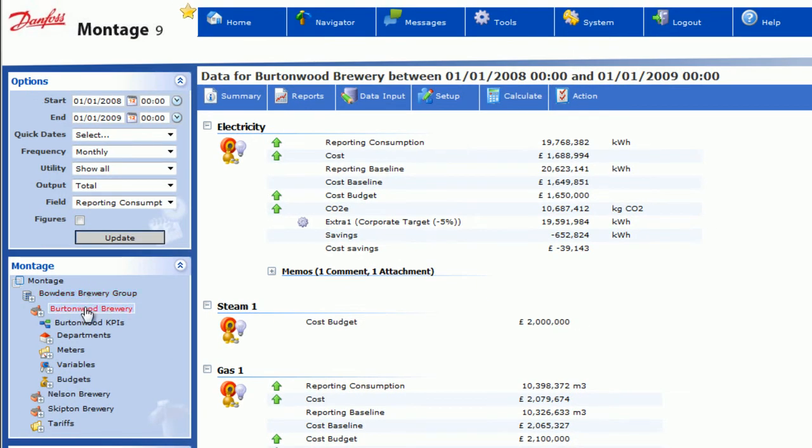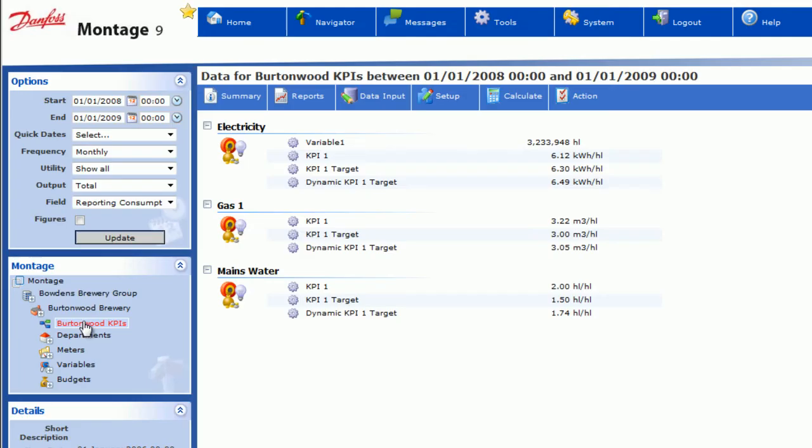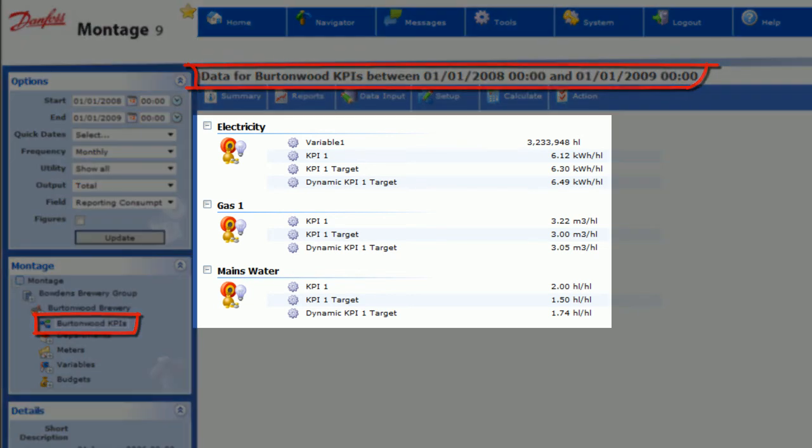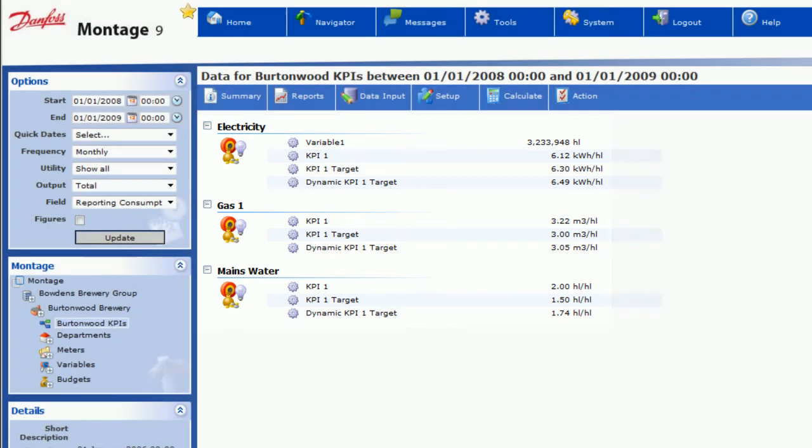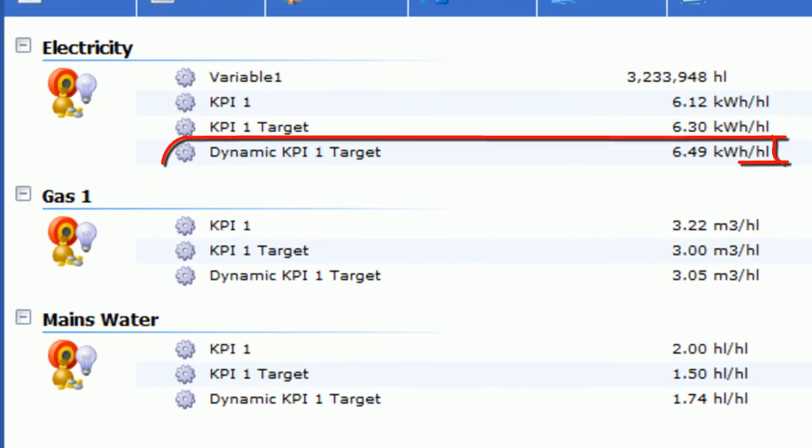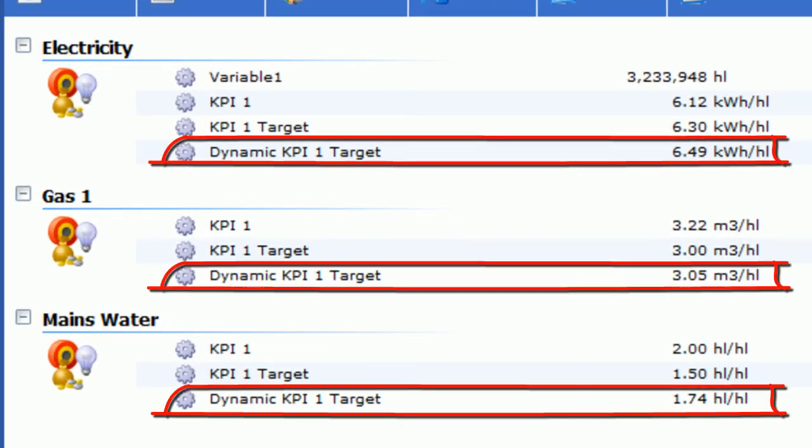As I scroll down Montage, the Navigator tree, you will notice that the information on the right hand side of the screen changes. By selecting the KPI node, you will notice that the information now is specific to the KPIs that I am being measured on. We also introduce an interesting concept that we call our dynamic KPIs.